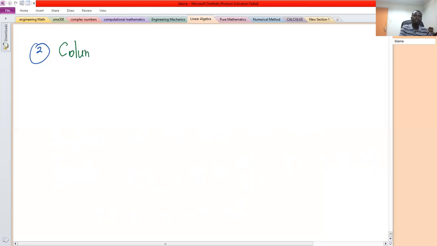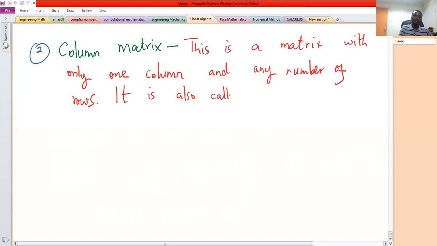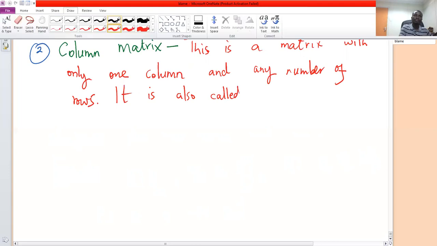Next, the column matrix. This is a matrix with only one column and any number of rows. It is also called a column vector.